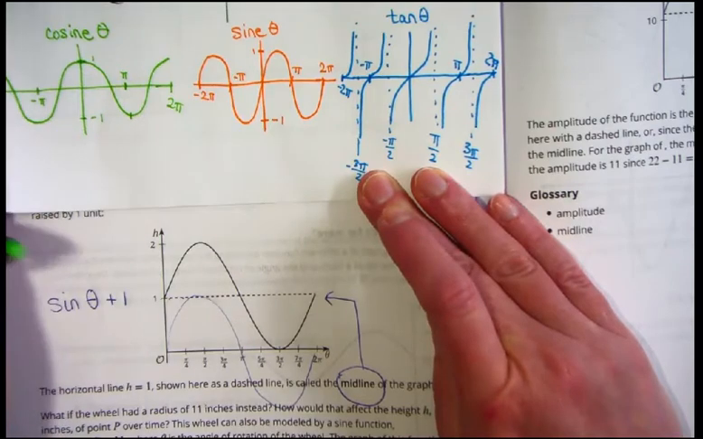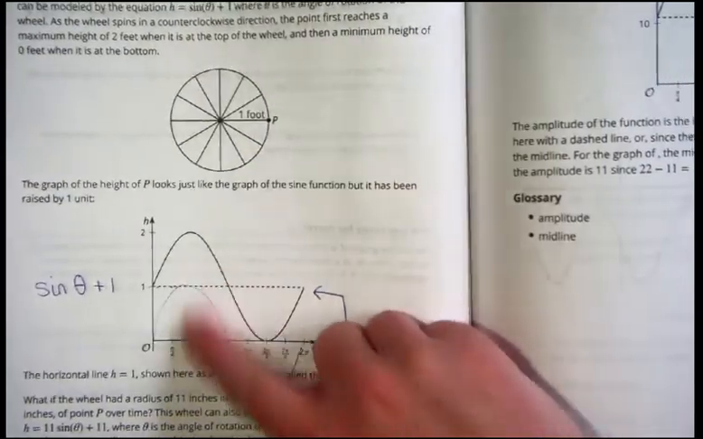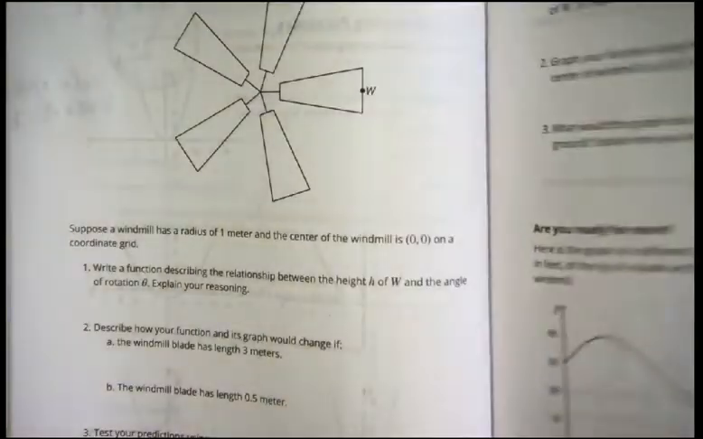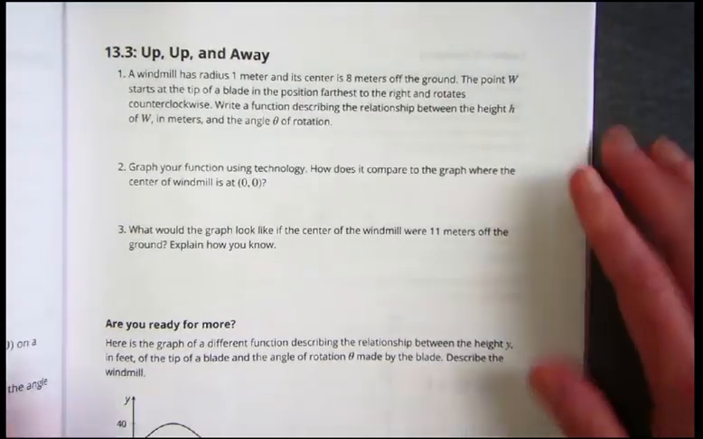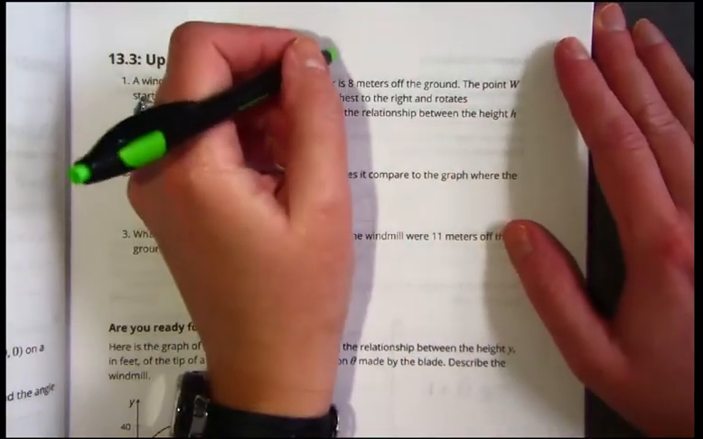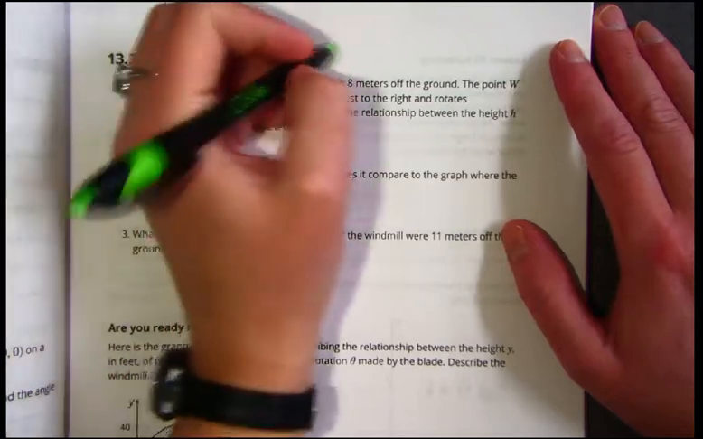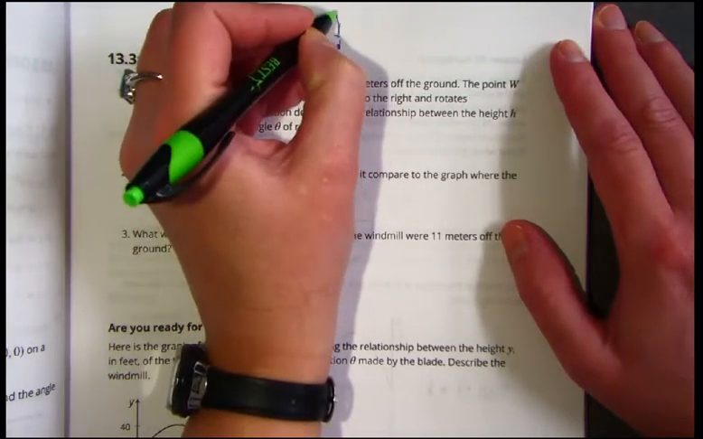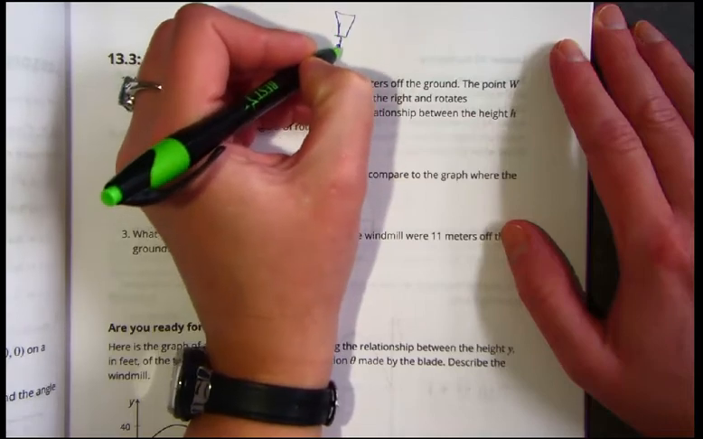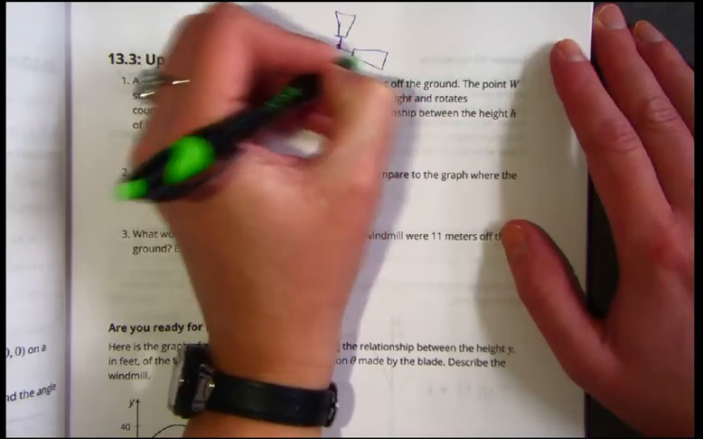Now we can start to change these graphs, not only just by sliding them up. So in the lesson, what they do is take this windmill, and at first they start with the center at 0, 0. Right, so they've got this windmill going around from a point at 0, 0.